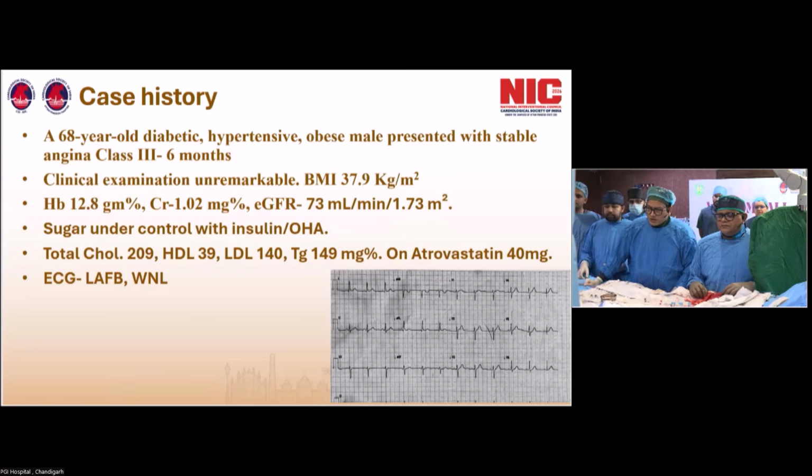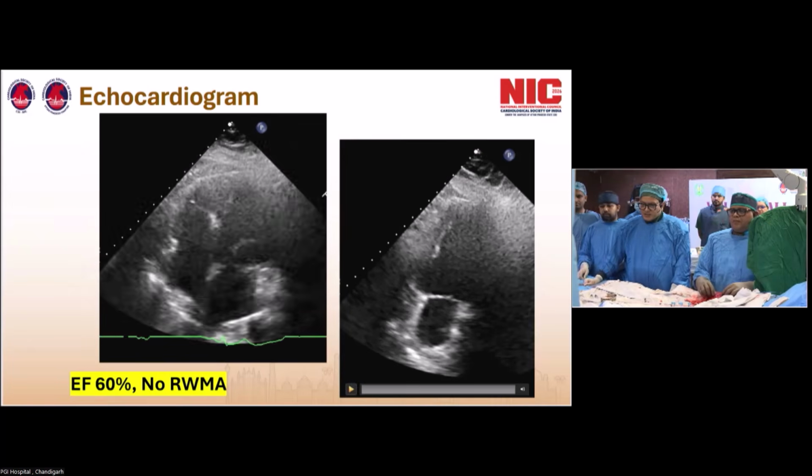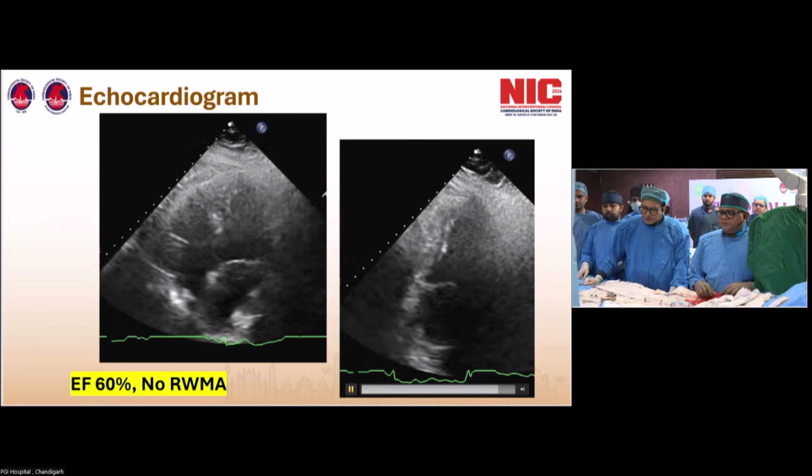The total cholesterol is 209, HDL is 39, LDL is 140, and TG is 149. He is on atorvastatin 40 milligram. ECG showed left anterior fascicular block, otherwise normal. On the four chamber view, you can see the ejection fraction is normal, 60%. There is no RWMA in the two chamber view and four chamber view.